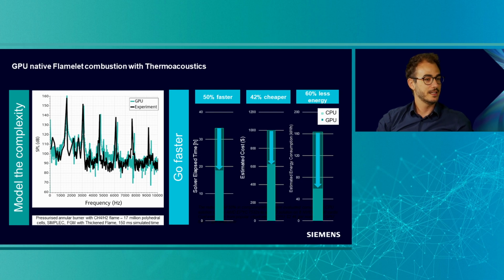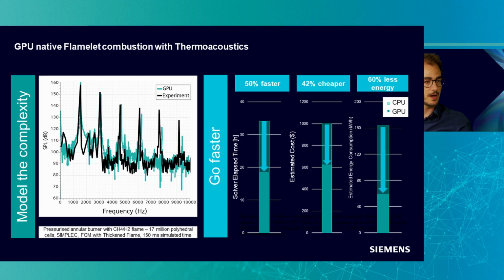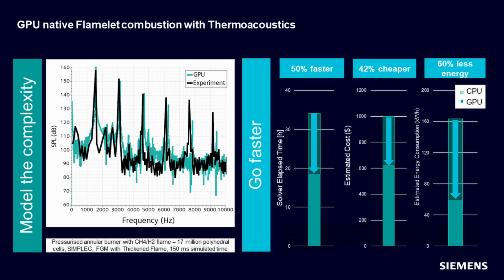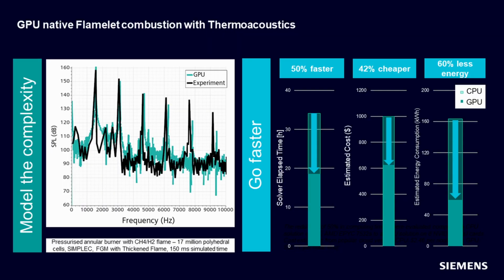And in this slide, we can see an example of how we can leverage all these models for a thermoacoustic simulation for an industrial pressurized burner. And as we can see on the left side, we have very good predictivity of the thermoacoustic modes. And as also observed previously for the coupled flow solver, here comparing again a CPU solution running on more than 600 CPU cores and a GPU solution using 8 NVIDIA A100 cards, again, we have significant reductions in terms of computing time, costs, and energy consumption.